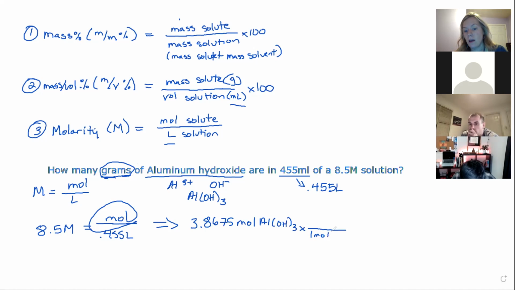So 1 mole of AlOH3 weighs, I have no idea. So let's ask Google. Looks like 78 grams. 78 grams of the AlOH3. That will allow moles to cancel and we'll be left just with units of grams. So we take our mole value, multiply it by 78, and we get 300.